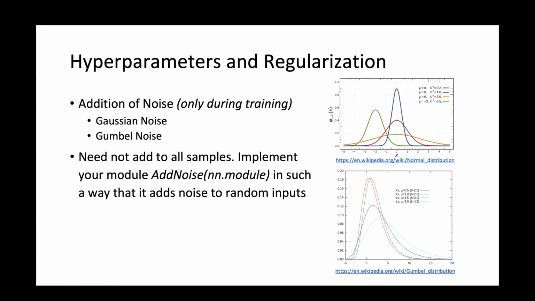For other kinds of regularization on your data itself, you can add some noise to the data, like random Gaussian noise and Gumbel noise. This should be one of your last options for regularization. You can experiment with the other stuff which I mentioned before.